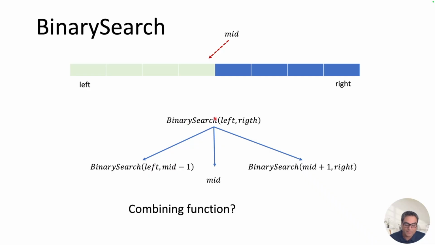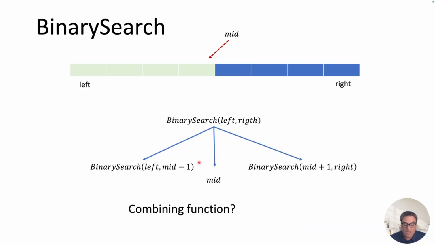So when I break the problem into subproblems, I will have three subproblems. Two of them are recursive. One of them is not recursive. What is the combining function? How do I combine the solutions of these three to get to the solution of this?